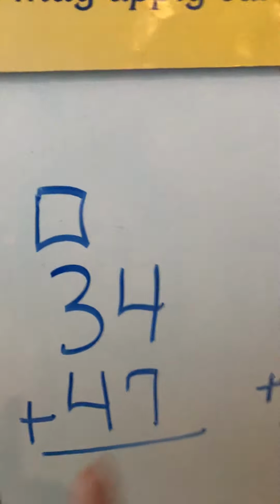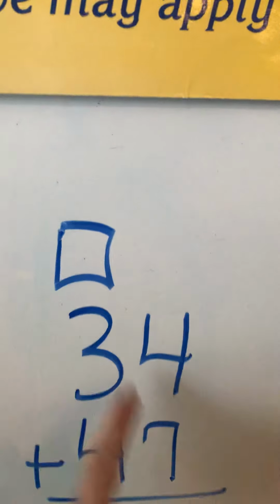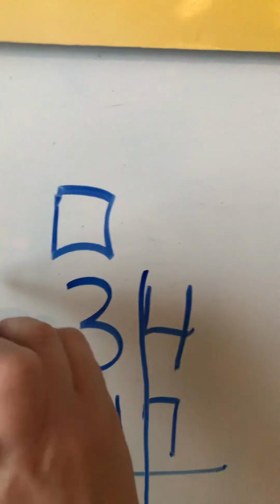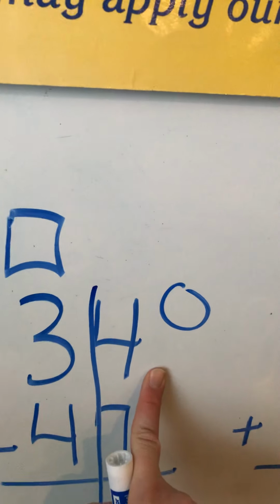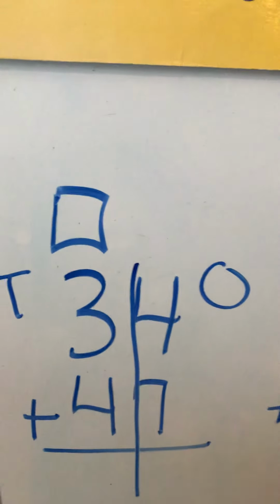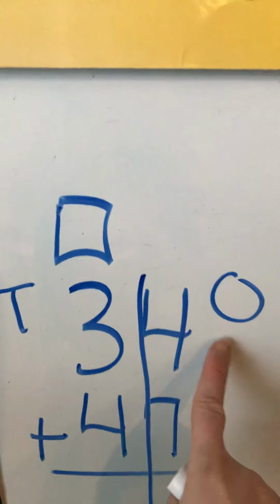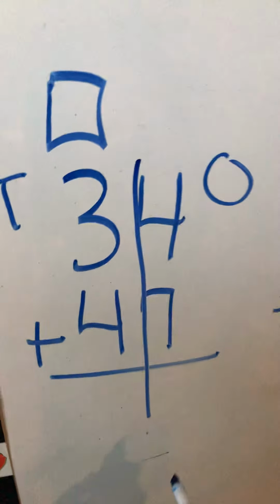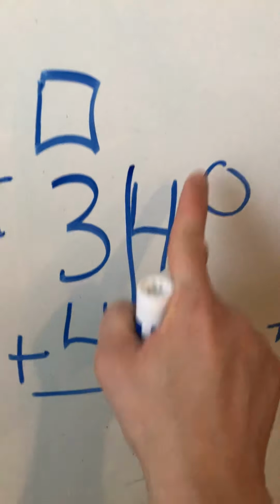All right. I have 2 math problems on the board. And because of this square here, we know that it's a carrying problem. First, we add in our ones column. 10s to the left, 1s to the right. If it still helps you to draw a line and write 10s and 1s, that is fine. Do the addition with me. 4 plus 7 equals 11. But you cannot put an 11 here. You cannot put 2 digits in the ones column.